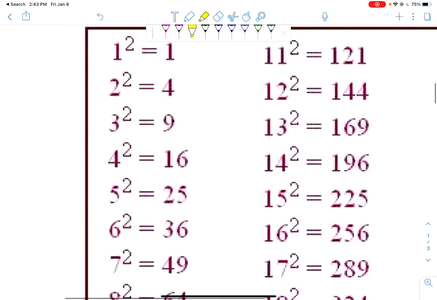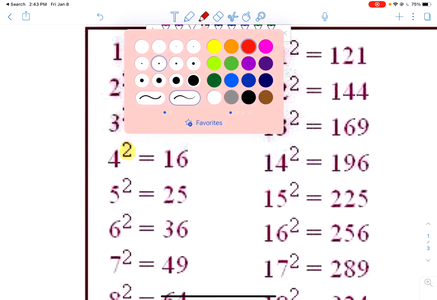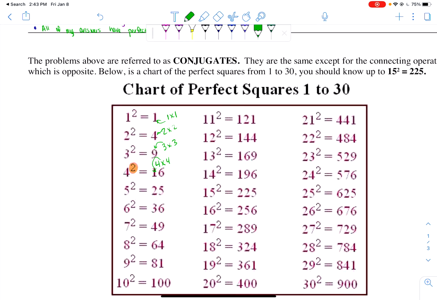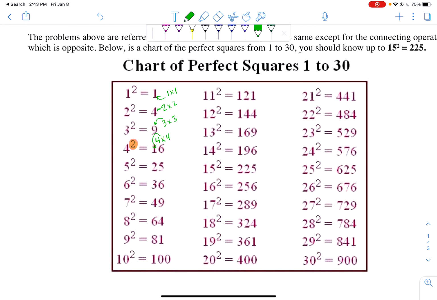The reason why I'm saying 4 times 4 is because this 2 means that I have 2 4s and I'm multiplying them. So I have 4 times 4, 3 times 3, 2 times 2, 1 times 1. And that's what's giving me this number right here as my perfect square. So 5 times 5 is 25, 6 times 6 is 36, 7 times 7 is 49, 8 times 8 is 64, 9 times 9 is 81, 10 times 10 is 100, and so forth. 11 times 11 is 121, 12 times 12 is 144, 13 times 13 is 169, 14 times 14 is 196, 15 times 15 is 225, and then keep on going.